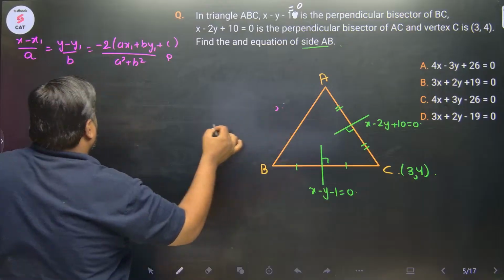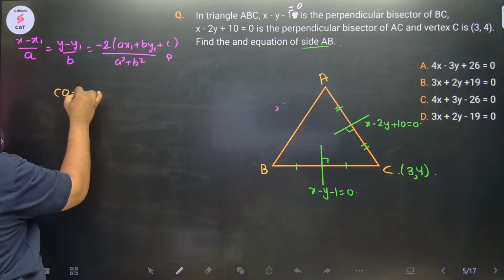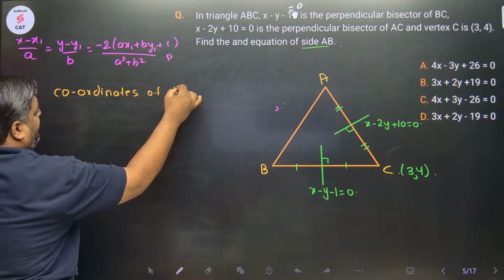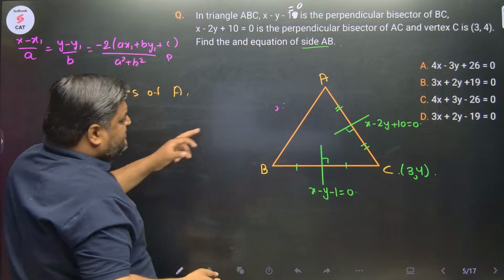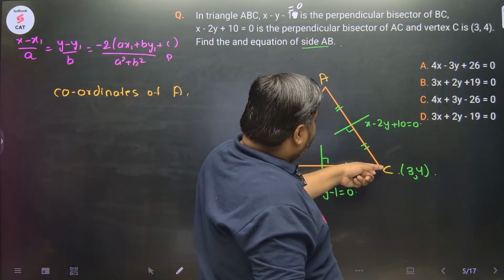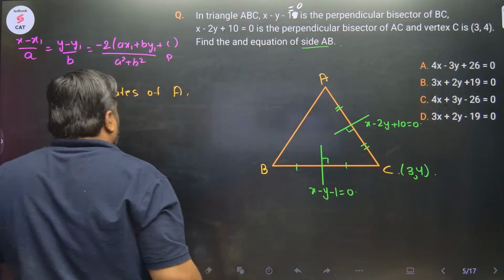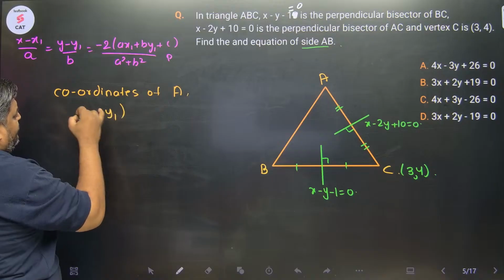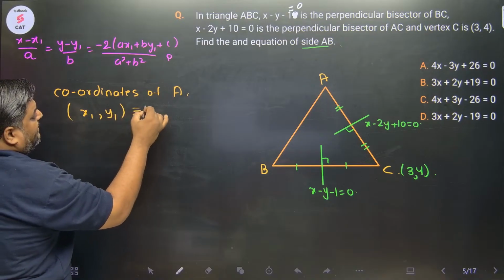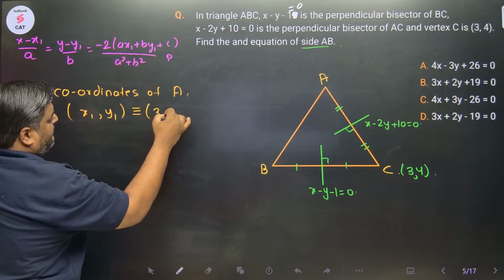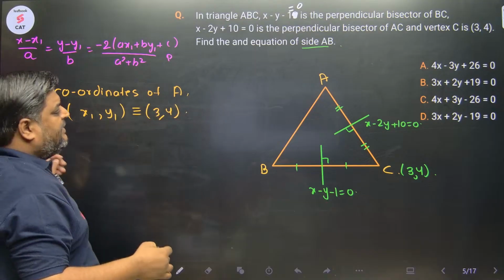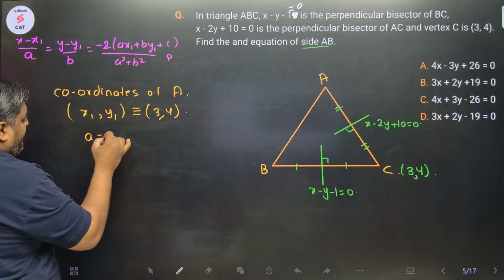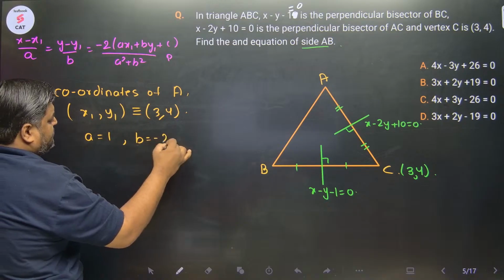First we will try to find A. We are trying to find coordinates of A. Okay, so coordinates of A is nothing but a mirror image of C with respect to this line. So मेरा x1 y1 क्या हो गया बेटा? x1 y1 would be 3 and 4, right? What would be my a? My a is 1, my b is -2. मेरा a है 1 और मेरा b है -2. Sorted.